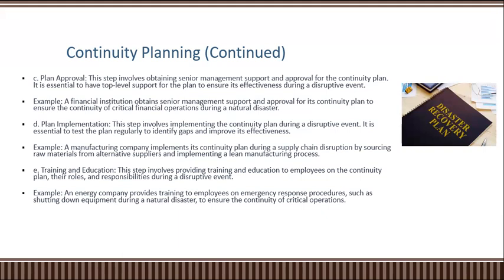Next is training and education. This step involves providing training and education to employees on the continuity plan, their roles and responsibilities during a disruptive event. Example, an energy company provides training to employees on emergency response procedures, such as shutting down equipment during a natural disaster, to ensure the continuity of critical operations.